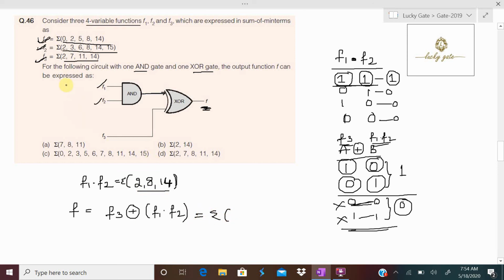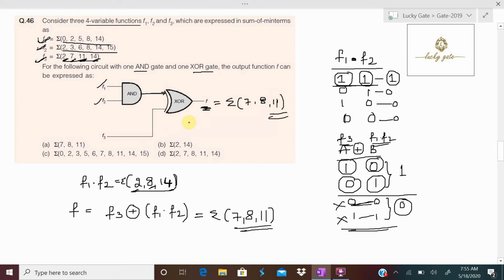Now observe, in f3 2 is there, and this 2 is already there in f1 dot f2, so the common term should not be in the output. 7 is not there in f1 f2, so 7 is in the output. 8 is also not in f3, so 8 is in the output. 11 is also not in f1 f2, so 11 is also in the output. 14 is there in both f3 and f1 f2, so 14 is not in the output. So what is the Boolean function for f? The Boolean function for f equals 7 8 and 11.